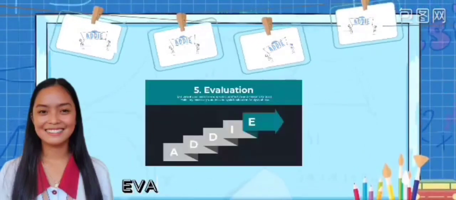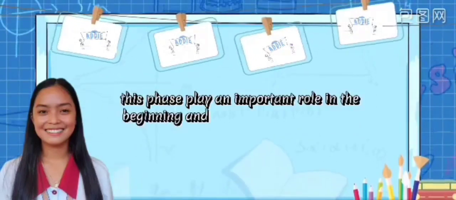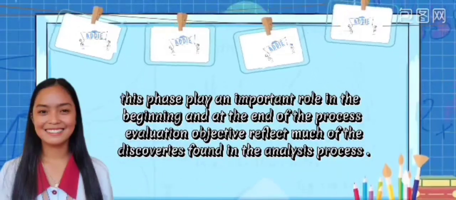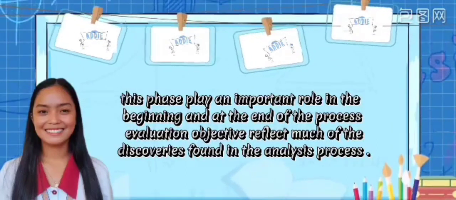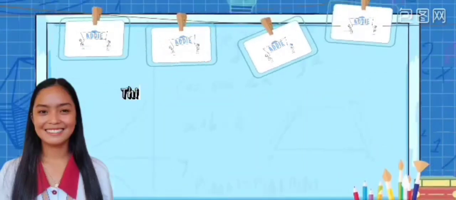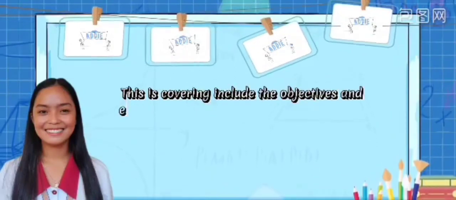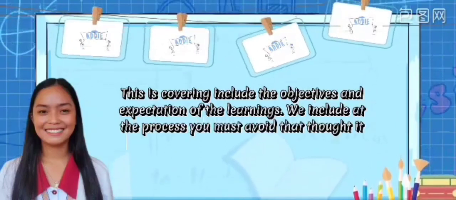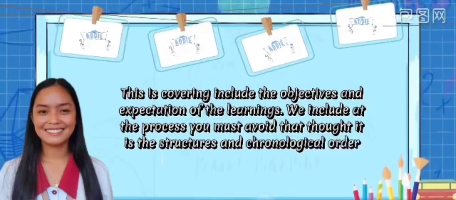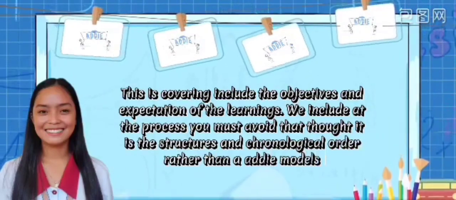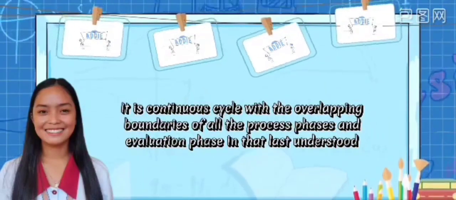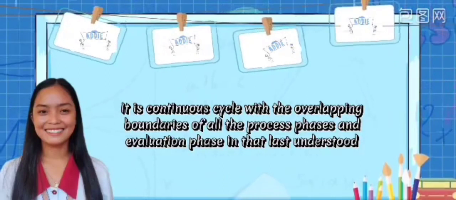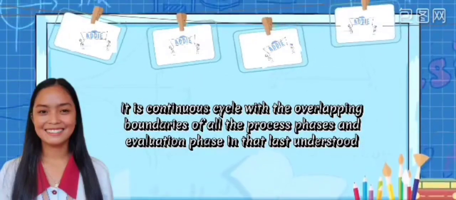Then the next is the evaluation phase. The evaluation phase plays an important role in the beginning and at the end of the process. Objectives reflect much of the discoveries found in analyzing the process. These discoveries include the objectives and expectations of the learning. In the process, you must avoid that thought. It is the structured and chronological order rather than the ADDIE model. It is a continuous cycle with overlapping boundaries of all the process phases, and the evaluation phase is last understood.